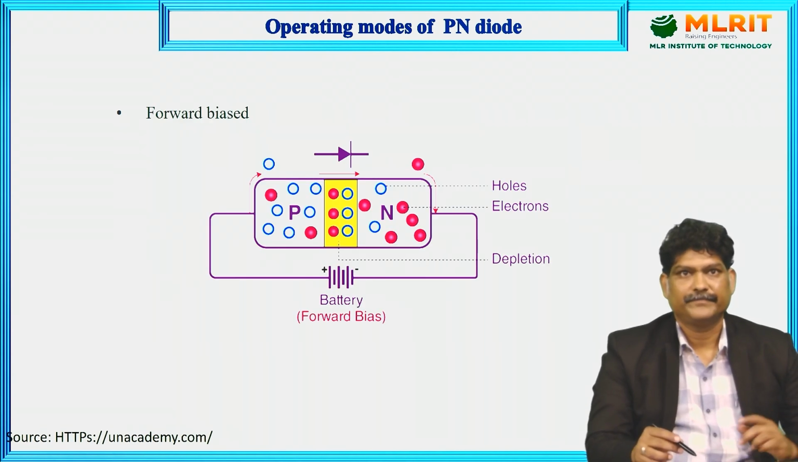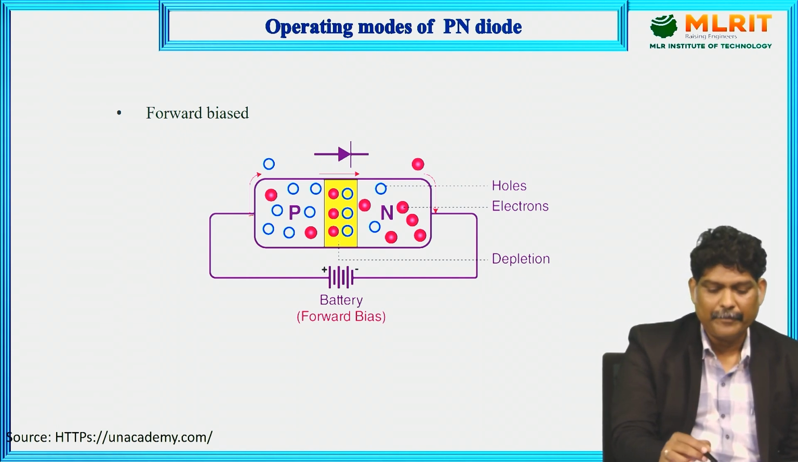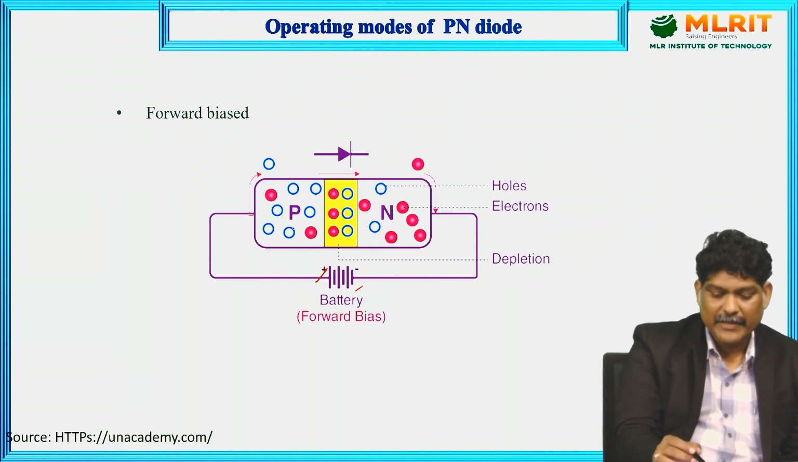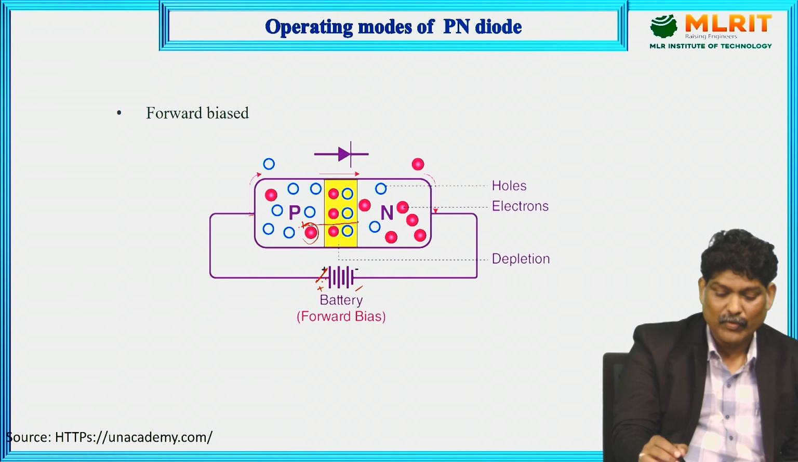Now, forward bias PN junction. What do we mean by forward bias? In a P-type material, P is connected to the positive of the battery and N is connected to the negative of the battery. In such a case, what happens? These holes are positively charged and connected to the positive terminal, so the positive terminal will repel these holes and they will move towards the junction.